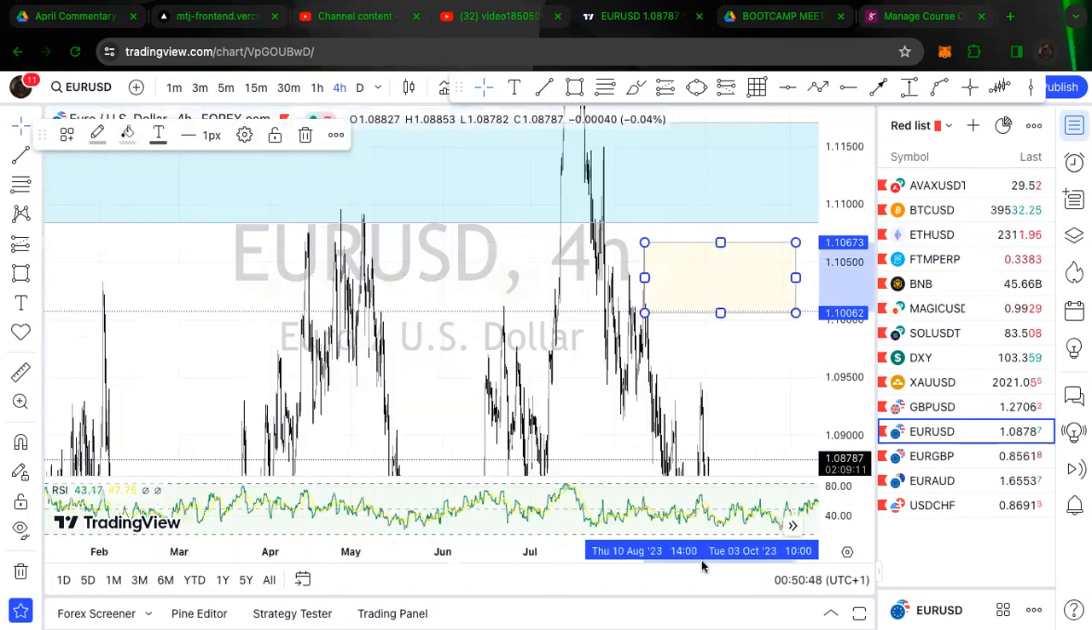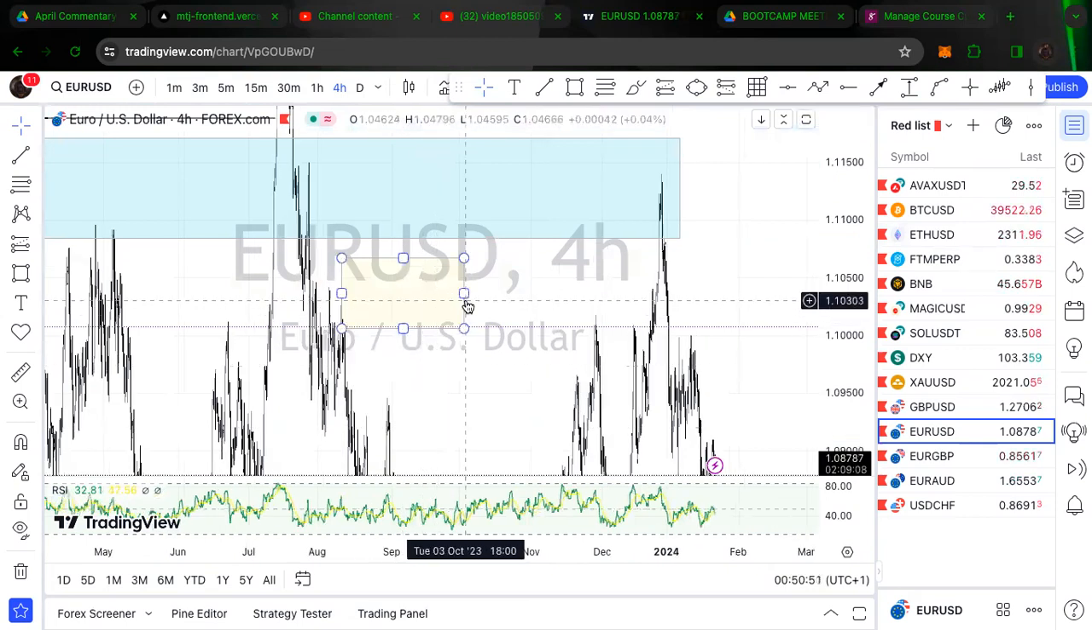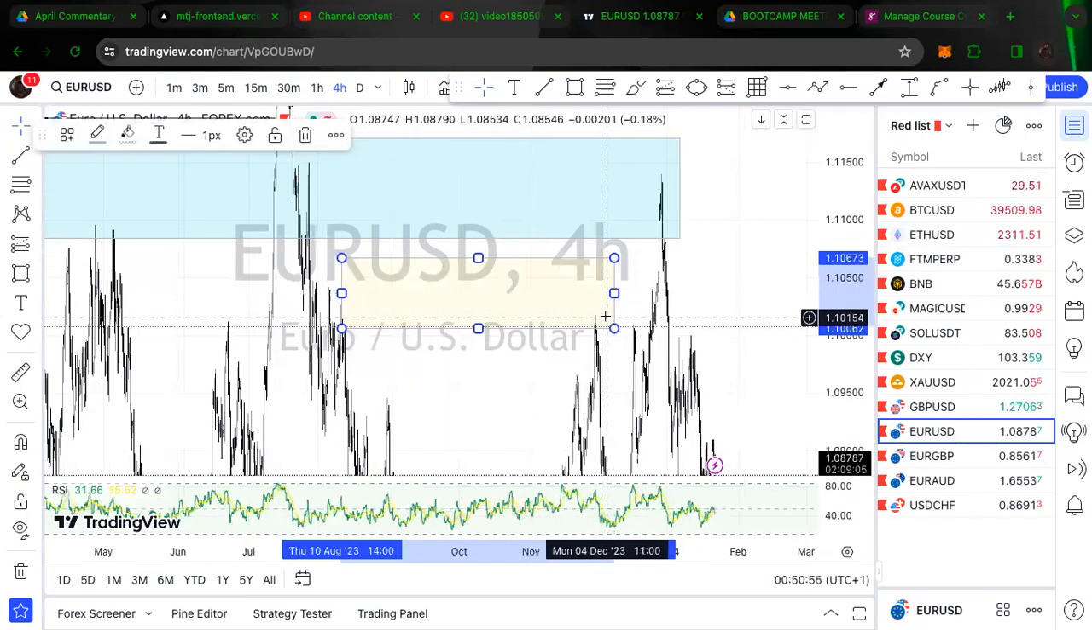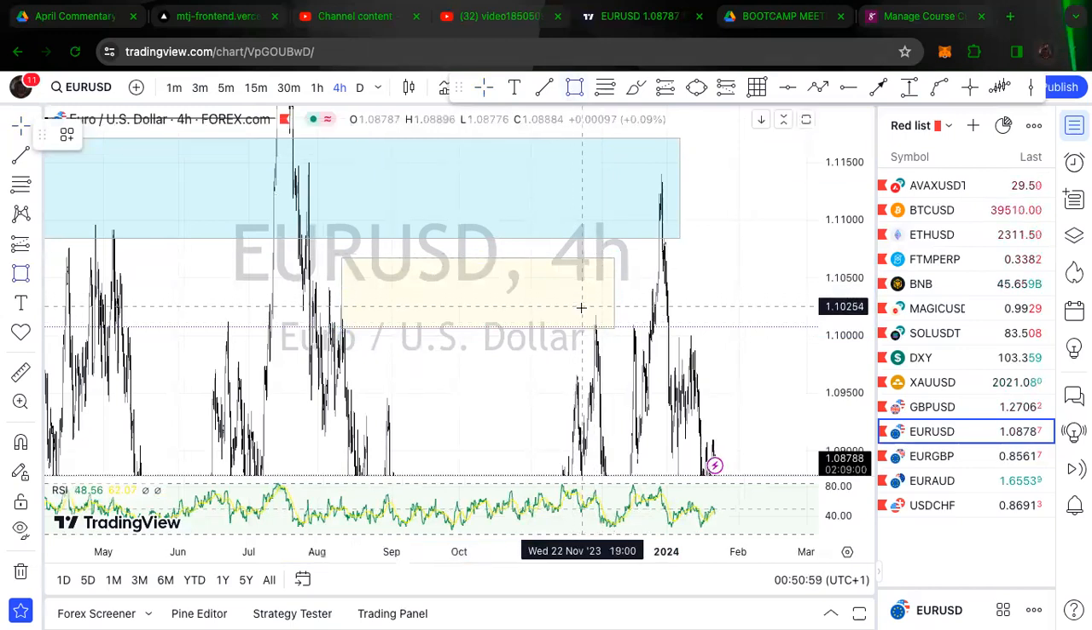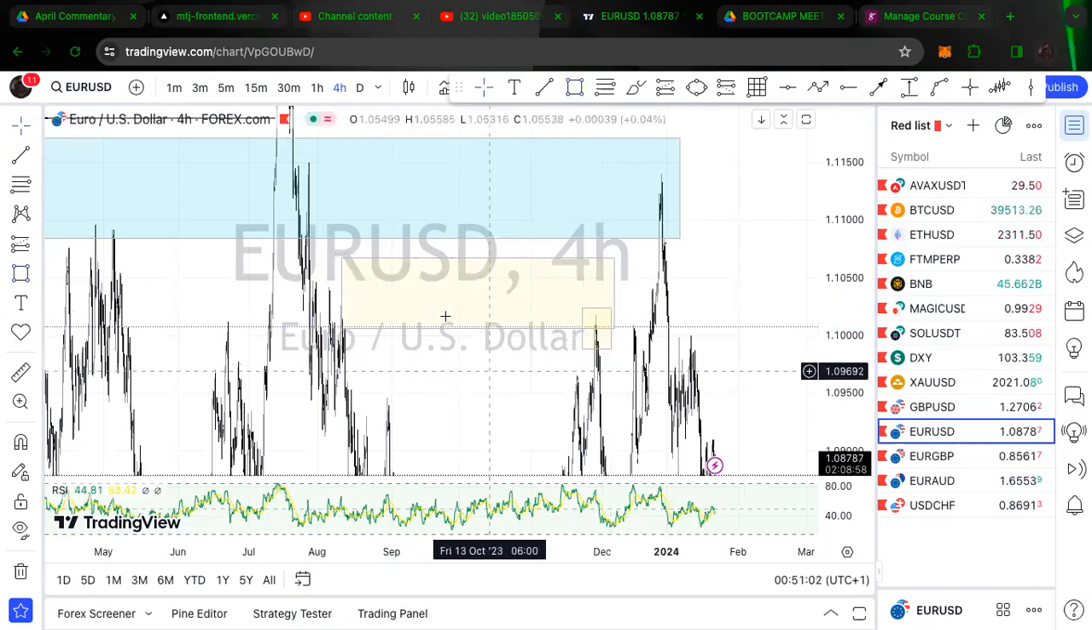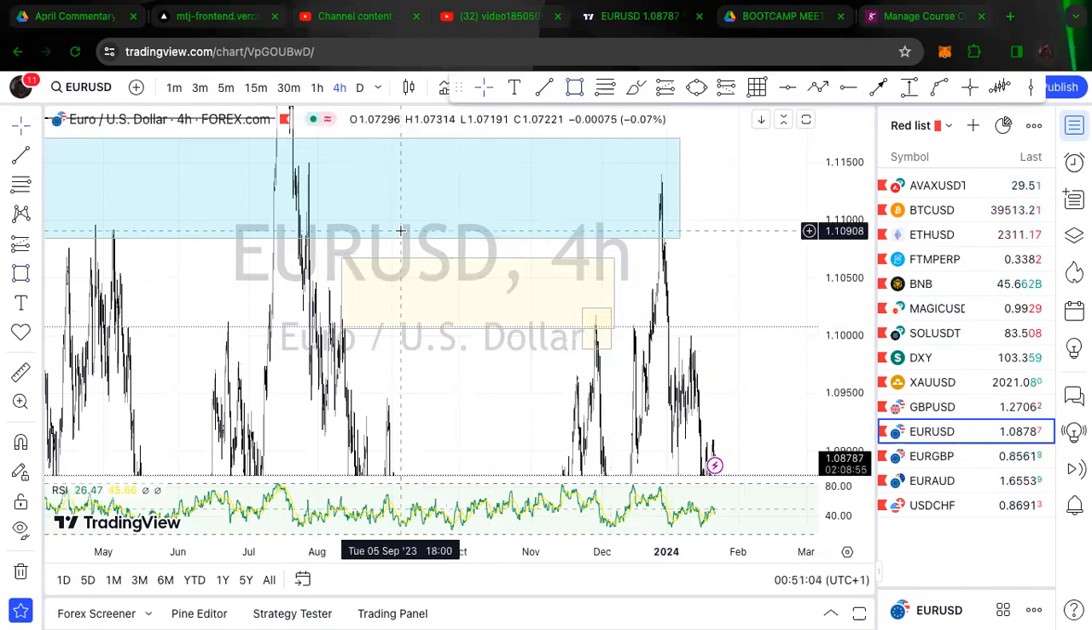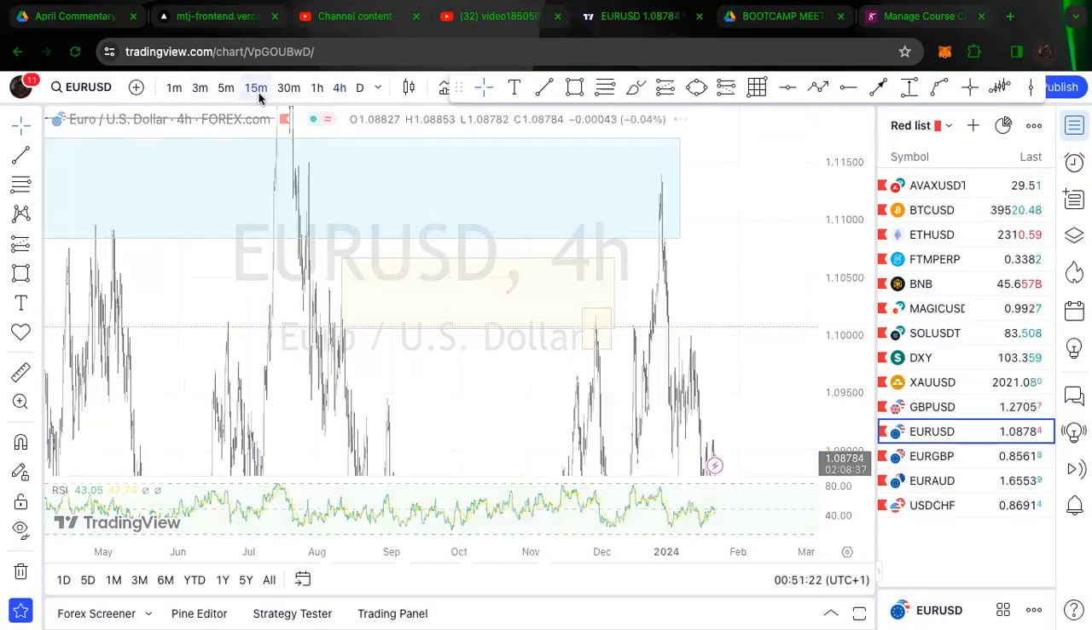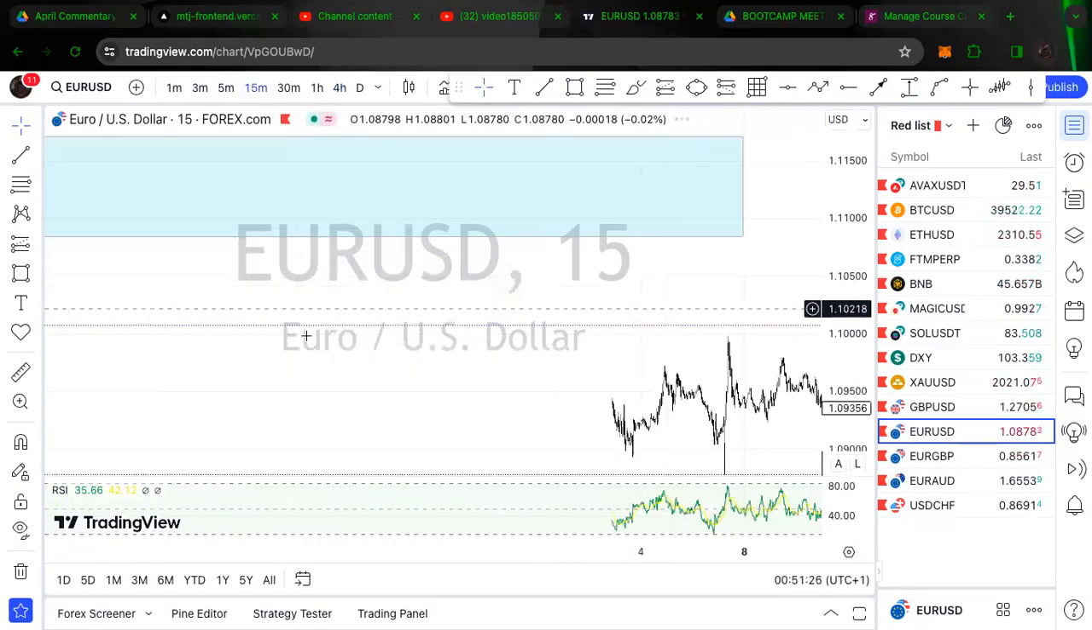Let's draw it together. So price tapped into it right here. Let us go to the 15 minutes time frame and see what price did with this place. Let's go to 15 minutes quickly. Let's see what we got.